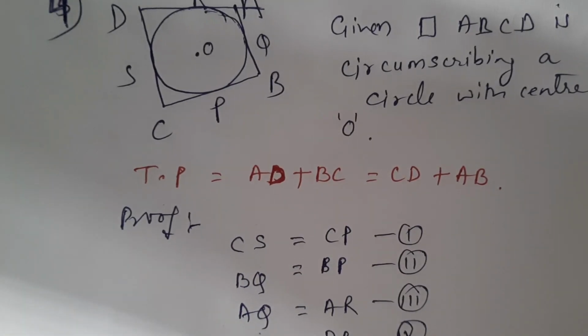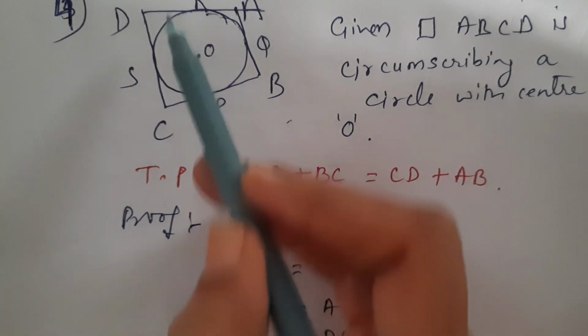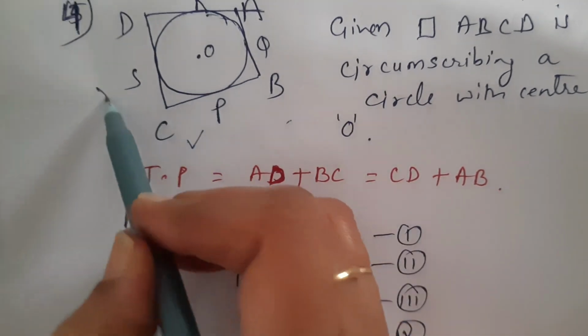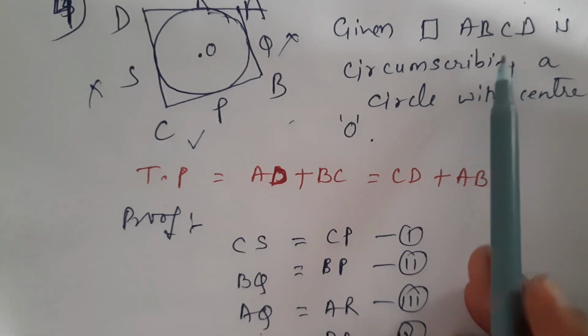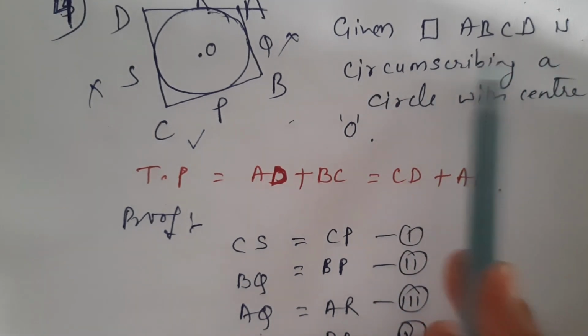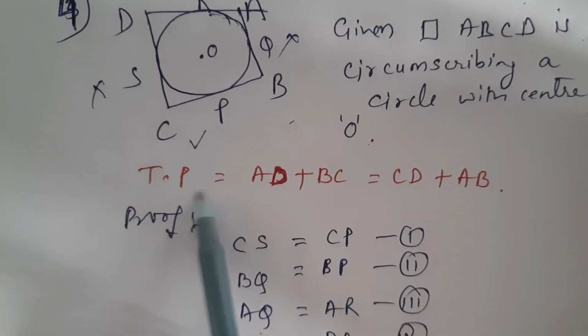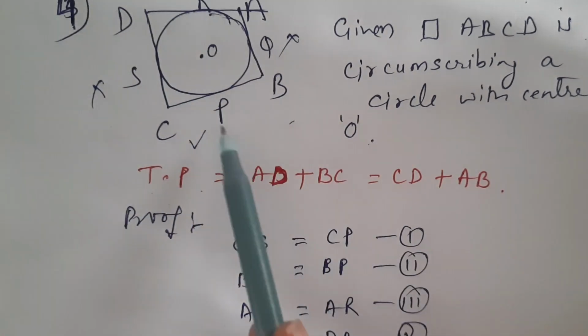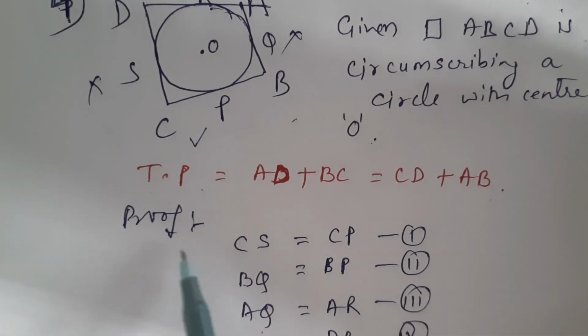Now let's start with the fourth question. The same question I have taken with different labels. So how did we get that the sum of opposite sides is equal? This is also one of the important questions. Here it is given ABCD is a quadrilateral which is circumscribing a circle with center O, and we need to prove AD plus BC is equal to CD plus AB. So let's start with the solution, the proof.